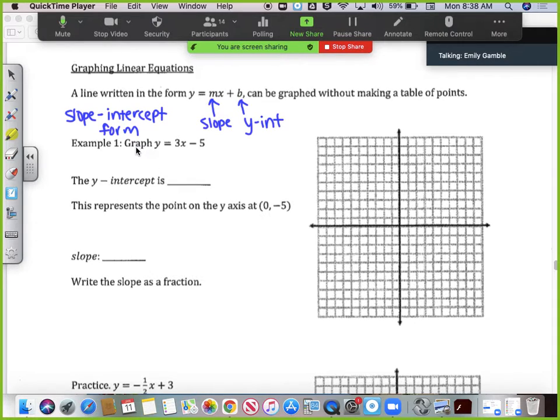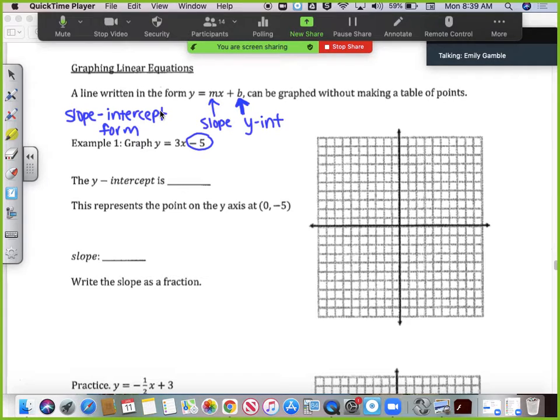So for example, we have an equation here, y equals 3x minus 5, and it's asking us to graph this. Previously, we would make a table, we would pick some x values, replace those numbers in for x, and then we would get ordered pairs, and then we would graph those ordered pairs. Now, I can tell what the slope is and what the y-intercept is by looking at the equation. The y-intercept is going to be the number on the end. So the y-intercept in the formula, we could see here, it's the second number here, so it's the b value.